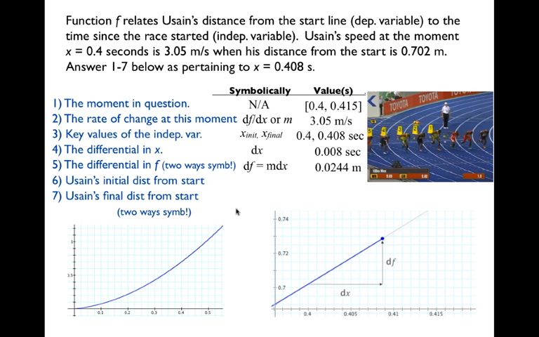Yep. Good, okay? So symbolically, how do we represent Usain's initial distance from start? How are we going to show that symbolically? f of 0.4. And its value? Given, 0.702. That's a given value.